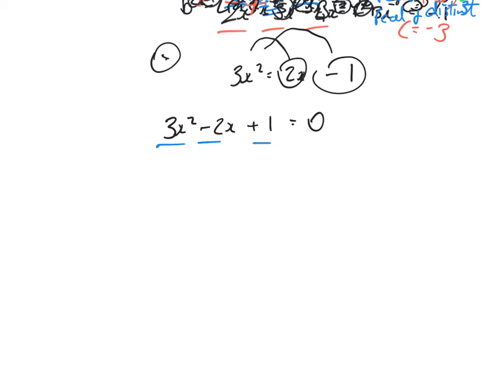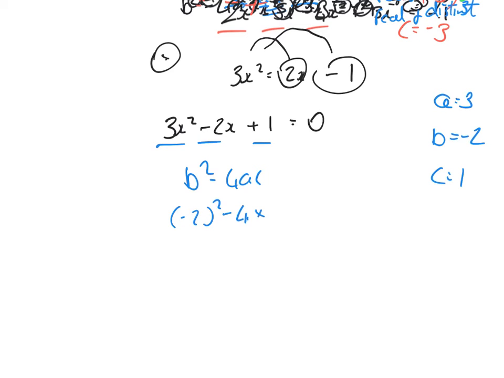A, B, C. A is 3, B is minus 2, C is 1. b squared minus 4ac. What's B? Minus 2, so it's minus 2 squared minus 4 times A, which is 3, times C, which is 1. Minus 2 squared is 4, and then it's minus 4 times 3 is 12, minus 12. Minus 12 times 1 is minus 12. 4 minus 12 is minus 8. Minus 8 is less than 0.